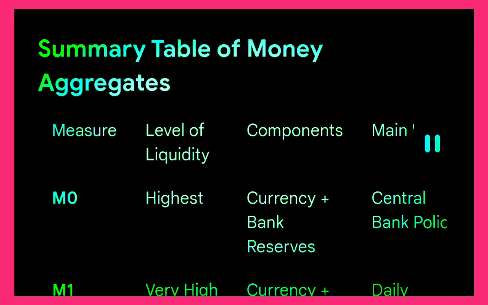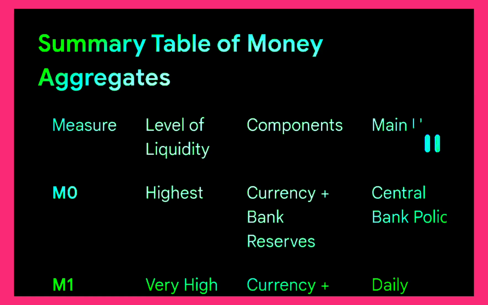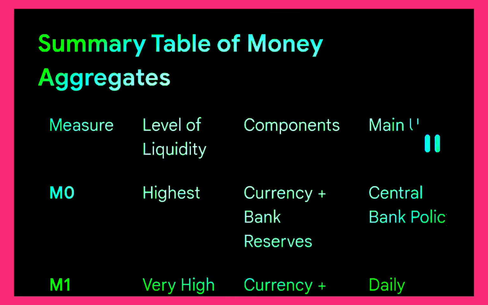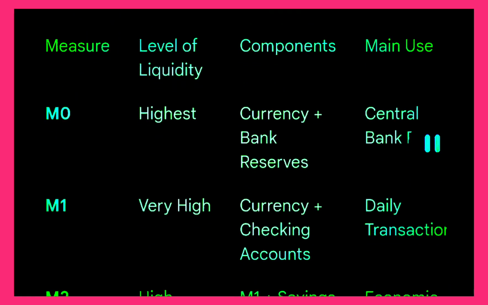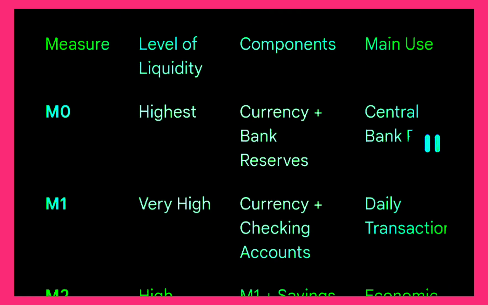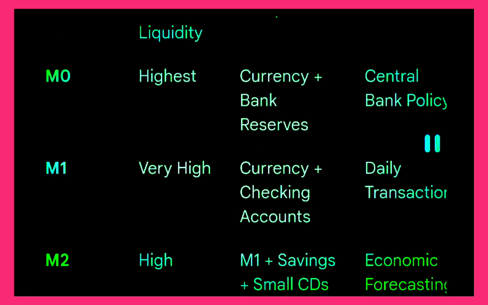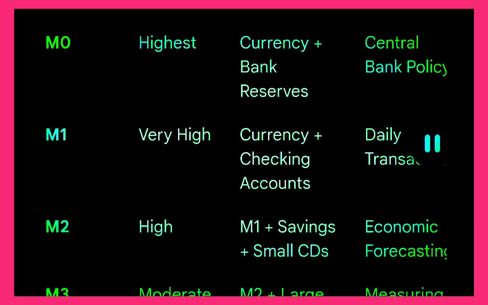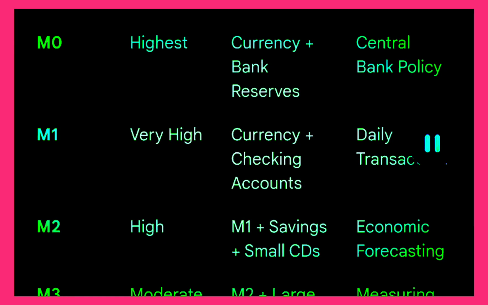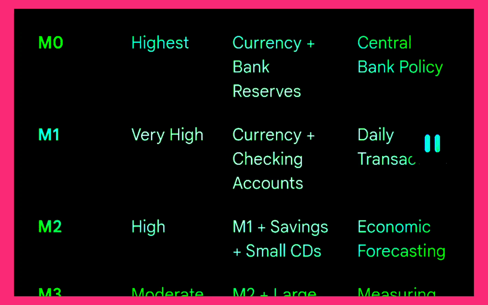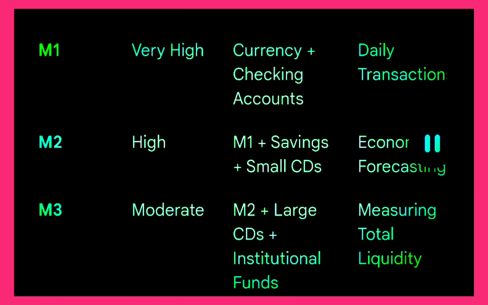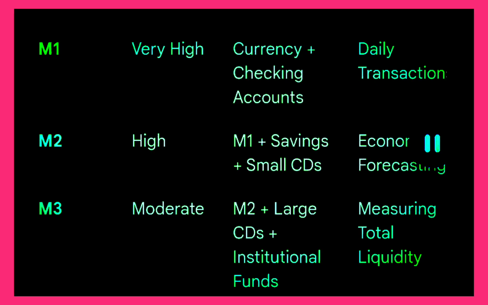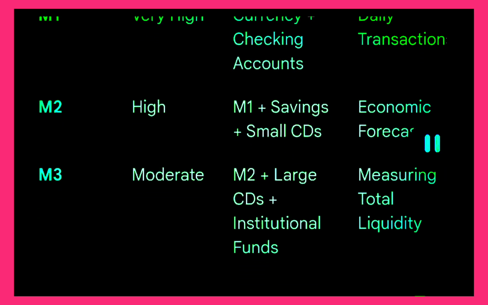Summary table of money aggregates. Measure, level of liquidity, components, main use. M0: highest liquidity, currency plus bank reserves, central bank policy. M1: very high, currency plus checking accounts, daily transactions. M2: high, M1 plus savings plus small CDs, economic forecasting. M3: moderate, M2 plus large CDs plus institutional funds, measuring total liquidity.